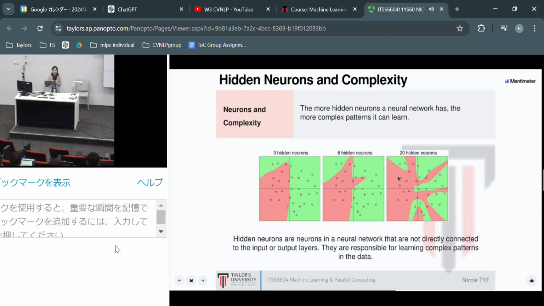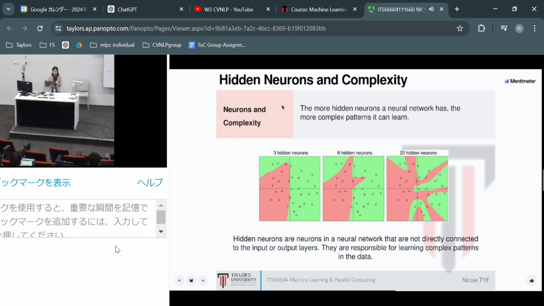So one concept that we want to know is that the more hidden neurons we have in a neural network, the more complex a pattern it can learn. And what gives these neurons the ability to learn this complex pattern is the activation function. So this is one of the examples.